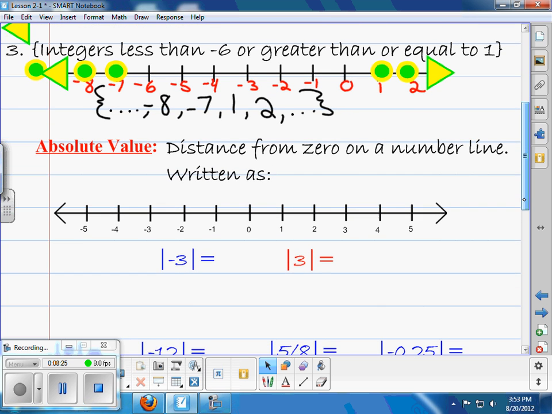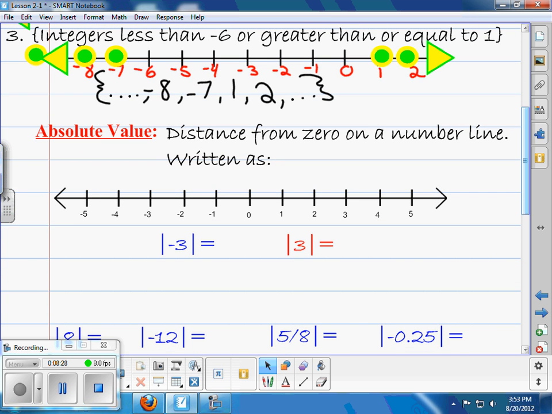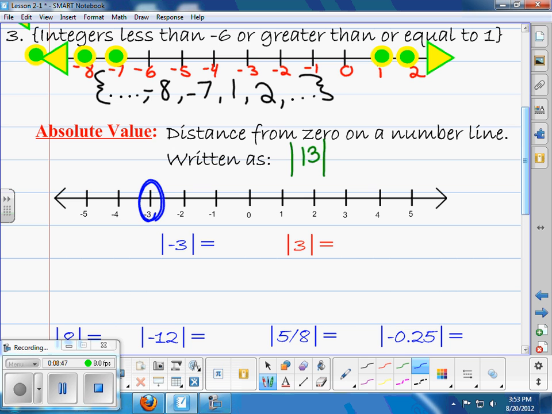The last topic is absolute value. An absolute value is always the distance from 0 on a number line. It is written as 2 bars. It looks like 2 bars around a number. That would be the absolute value of 13. To show you what that means, I'd like you to look at where the -3 is on the number line. Here's the -3. We say that it is the distance from 0. So let's count how far, in other words, count the spaces between 0 and -3. There's 1, 2, 3 spaces. So we would say the absolute value of -3 is +3.